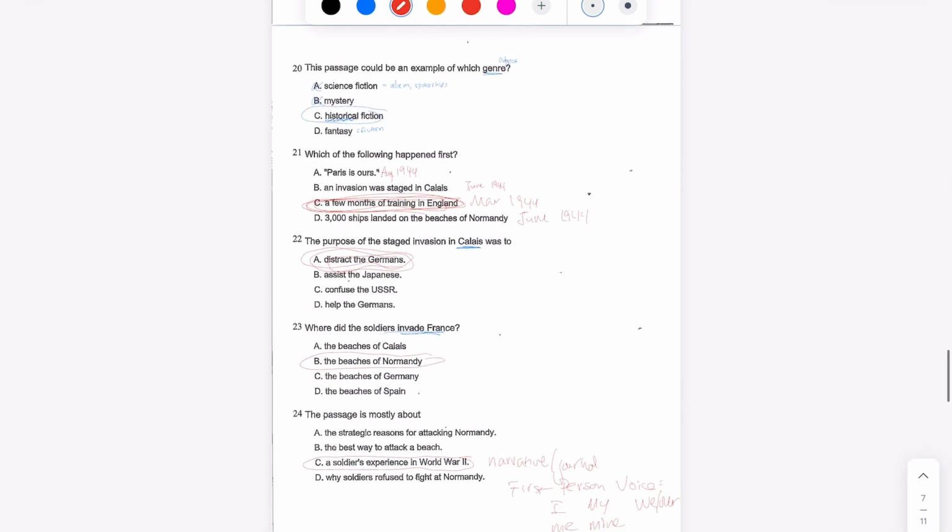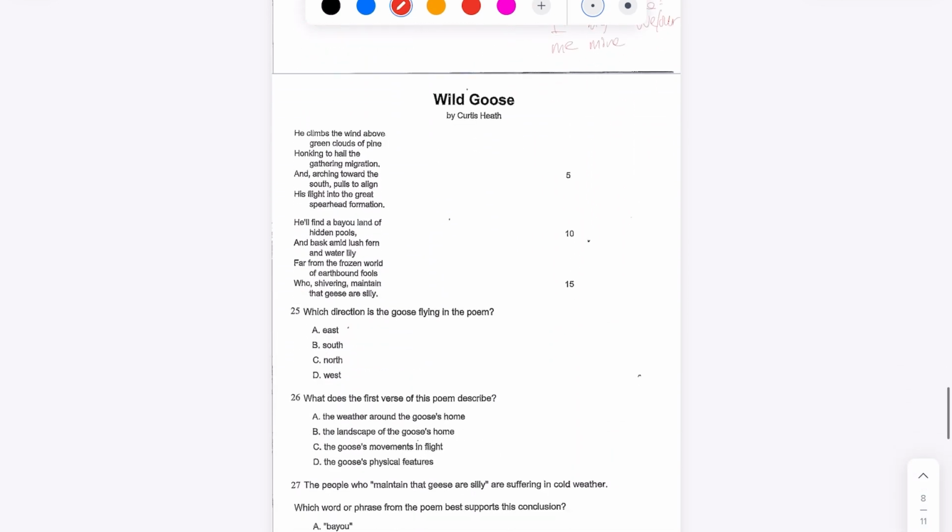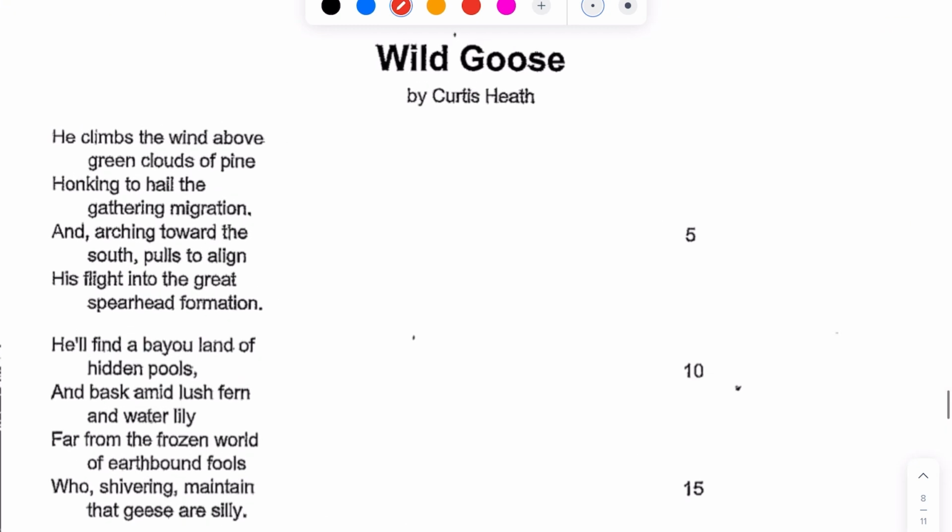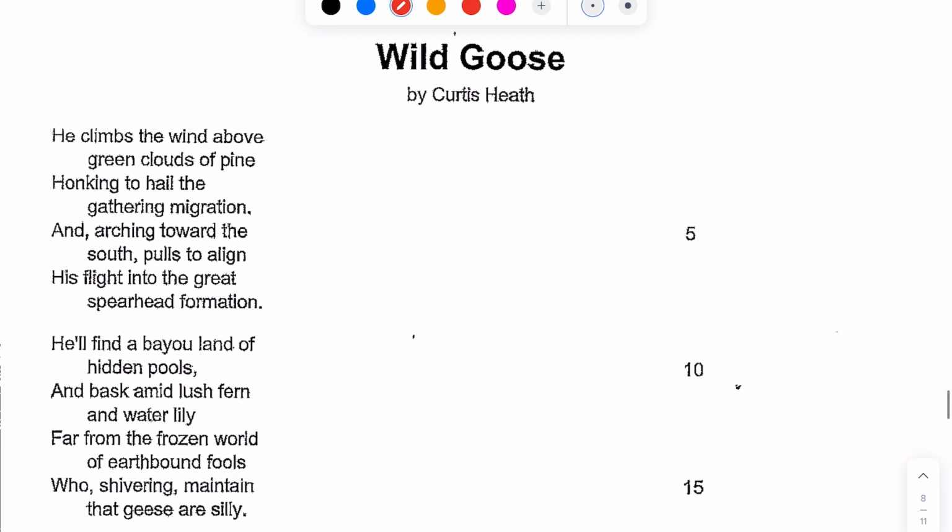All right, and here's a summary for this page. All right, next up we have a poem. And remember, when you have poems, you have to think about the hidden meaning that the author's trying to say behind the words that they use.